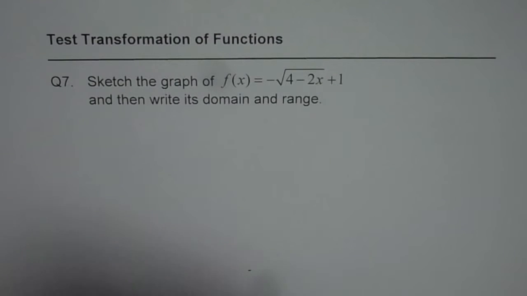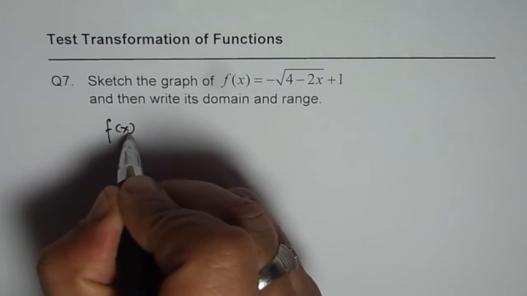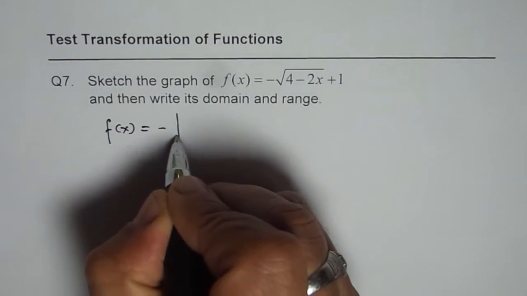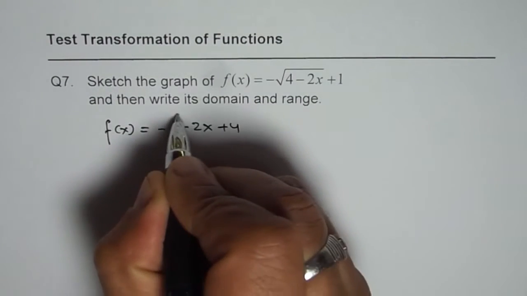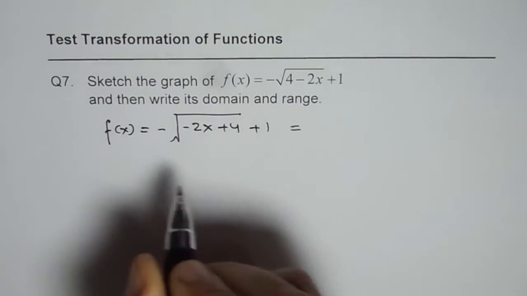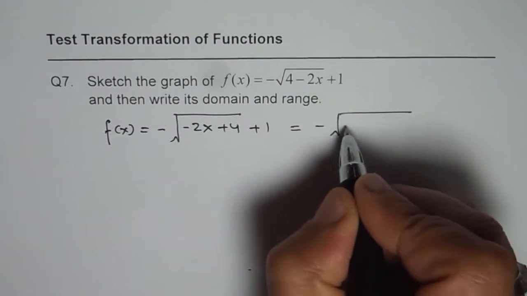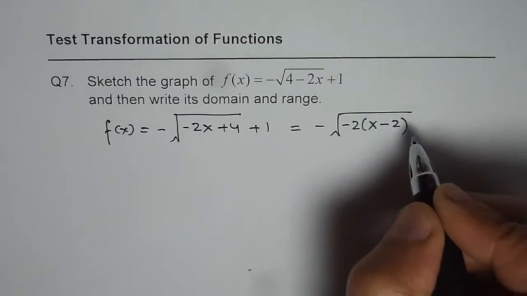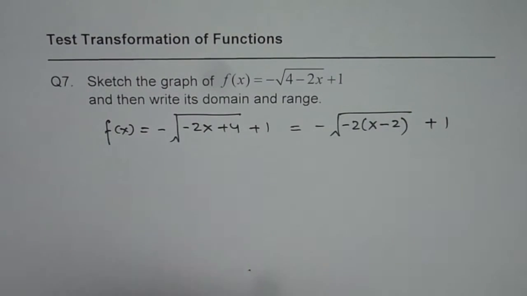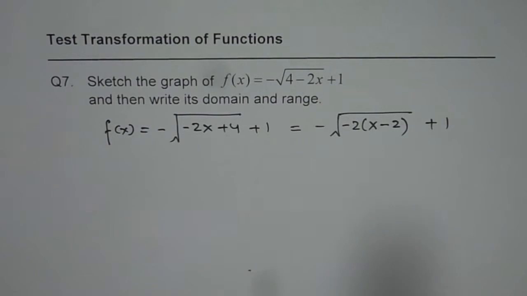Now, as always, we need to write the function in the standard form. When I say standard form, what I mean is, write with minus 2x first, plus 4, plus 1. You should always factor this. So minus square root of, if you factor minus 2, you get x minus 2, 4 divided by minus 2, plus 1. That is the function from where you can easily write down all the transformations and then sketch it.